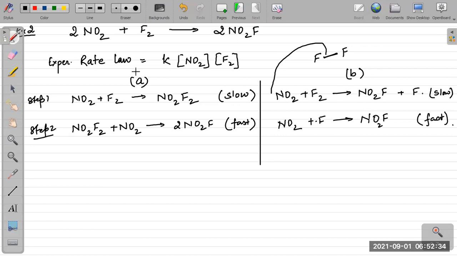And in step one here, there is a bond breaking which is happening, and therefore activation energy is expected to be higher, and hence the rate is expected to be slower. On the contrary, here only bond formation is happening, the activation energy is expected to be lower and the reaction is expected to be faster.